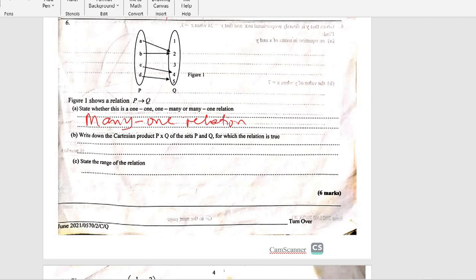Write down the Cartesian product P cross Q of the set for which the relation is true. The Cartesian product P cross Q means the first element should be from P and the second from the set Q. So we are going to have A going to 2, A, 2. B is going to 2. Cartesian product is simply the set of ordered pairs taken from both sets. C4, D5. That gives us the Cartesian product of those two sets.